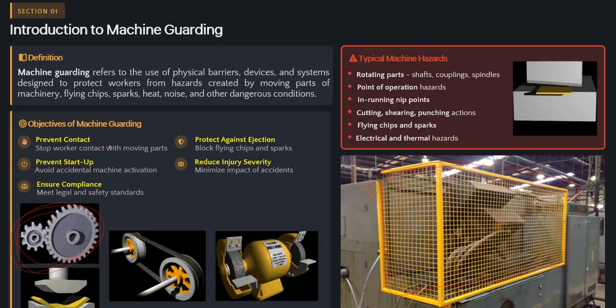What is the objective of machine guarding? First of all, it prevents contact with moving objects. Whenever anything contacts moving objects, it results in a cut injury, maybe entanglement, maybe amputation. So the objective of machine guarding is to prevent contact with any kind of moving objects. That is point number one.